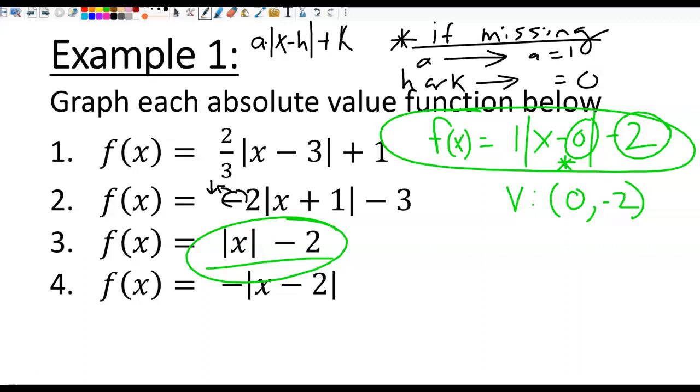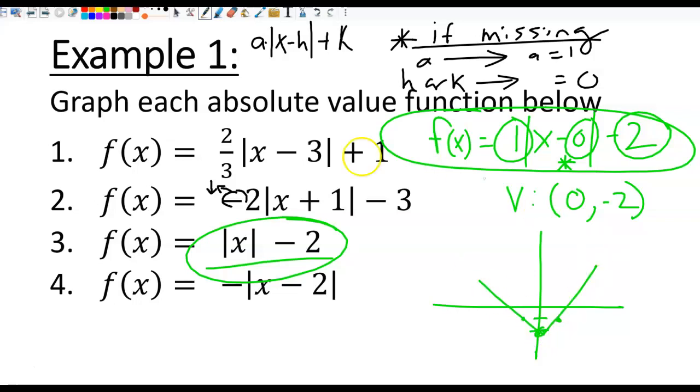So there's my vertex, and my slope is 1. So I'm going to go up 1 and over 1. Here we go. Vertex is (0, -2). I'm going to go up 1 and over 1 to the right, and then up 1 and over 1 to the left. And now I've got my graph.